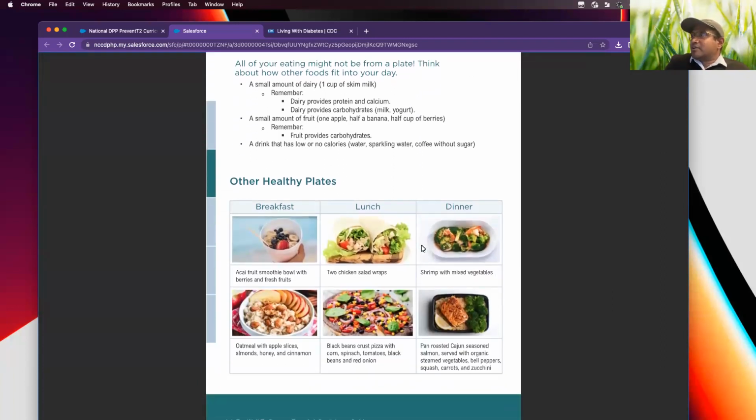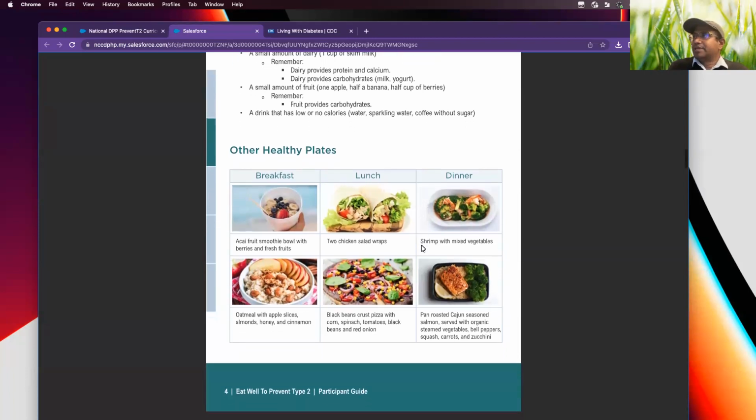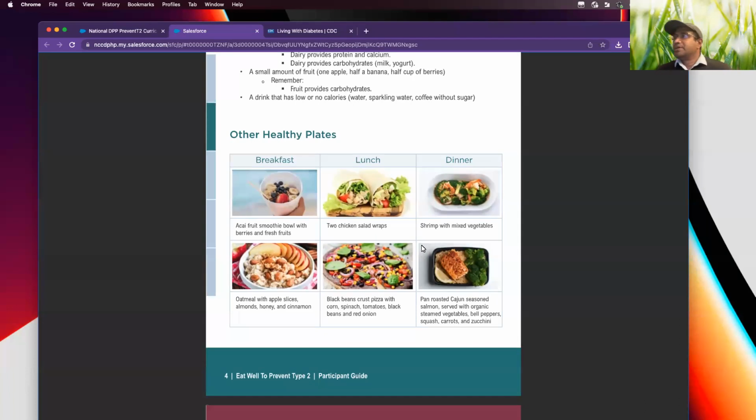And then all of your eating might not be from the same plate. Think about how other foods fit into your day. For example, you might have a cup of skim milk in the morning, and that provides protein and calcium. Dairy, like milk and yogurt, also provides carbohydrates. A small amount of fruit, like one apple or half a banana as a snack. Remember, fruits also provide carbohydrates, and these all add to your daily intake.